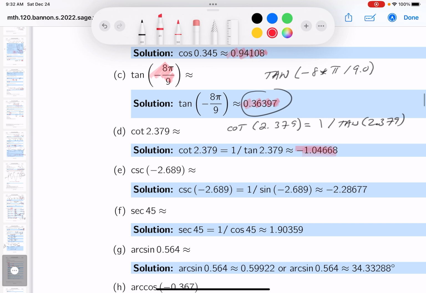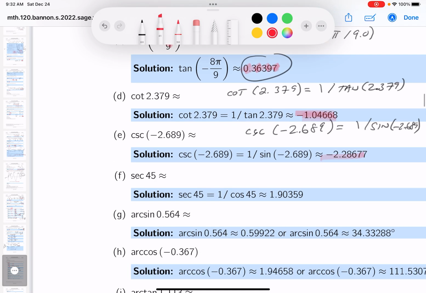All right? Same thing for the cosecant. What do you do over there? Well, the cosecant of that number, which is a radian number, has no unit on it. You could write this as 1 divided by the sine of that number, minus 2.689. And again, if you do that on a calculator, you should get this number over here.